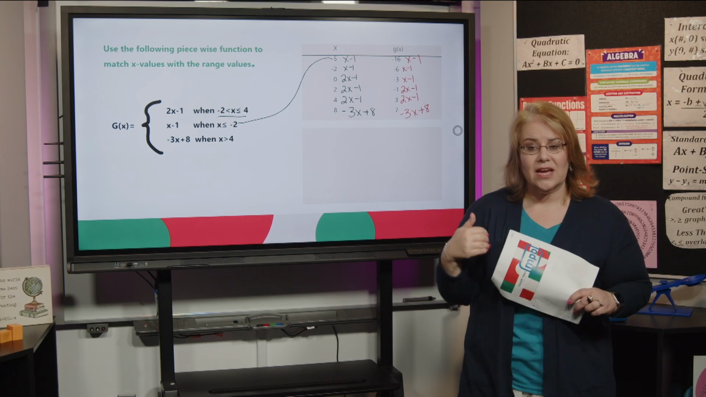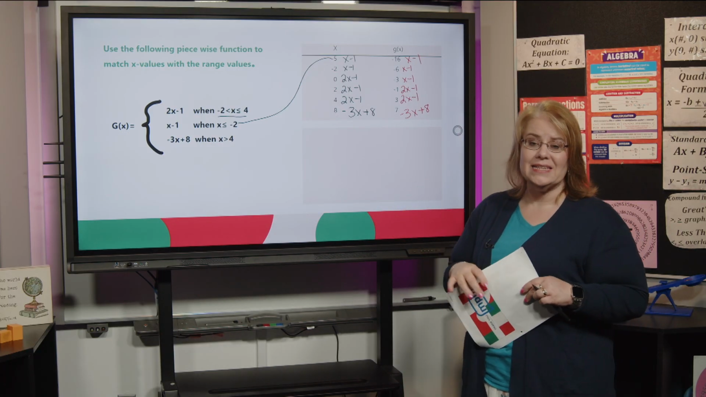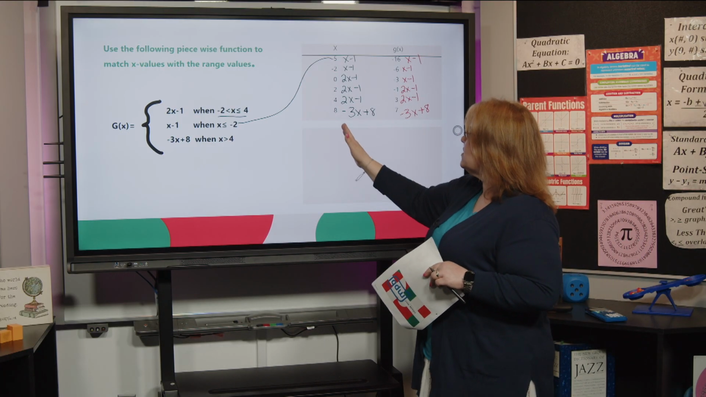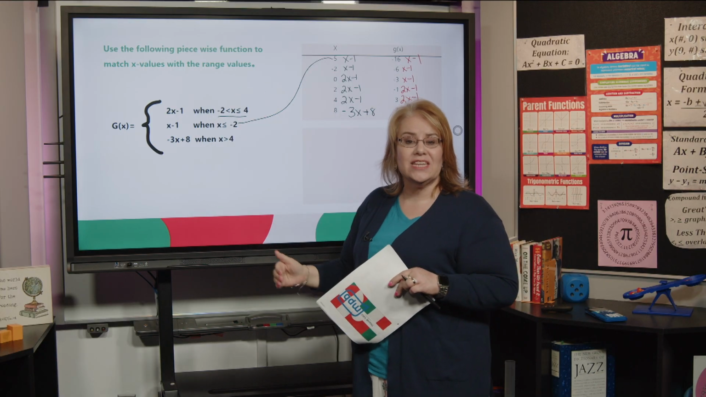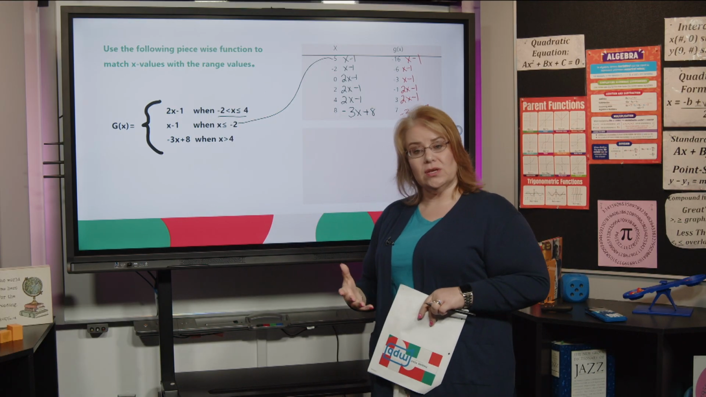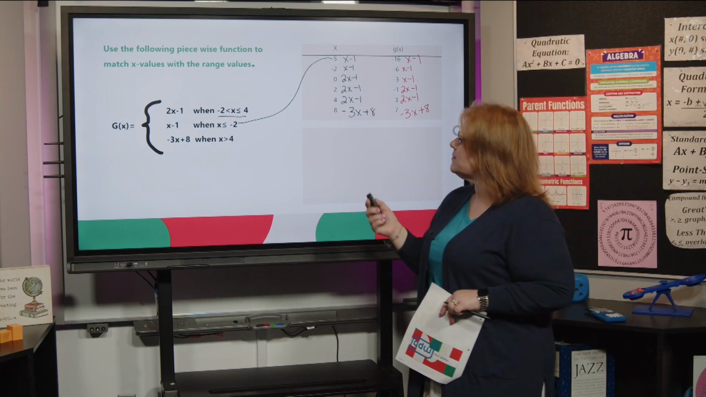Check your work, check my work. Does it look the same? Did you choose the same ones that I did? Because where my x's are, you've got to make sure it follows between those limitations is the part of the function that you use. So that's what we're looking at when we see these piecewise functions.